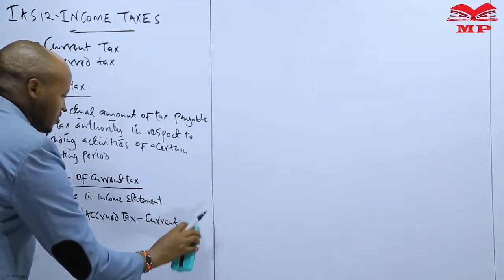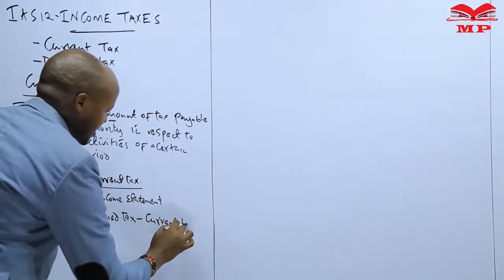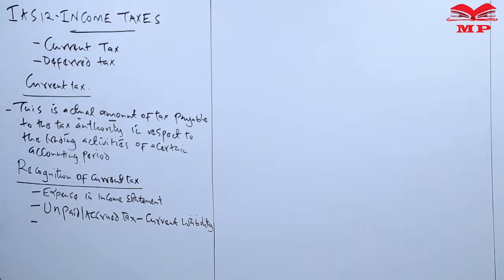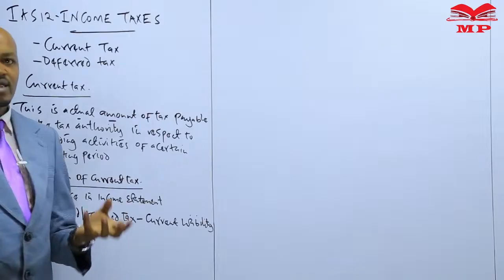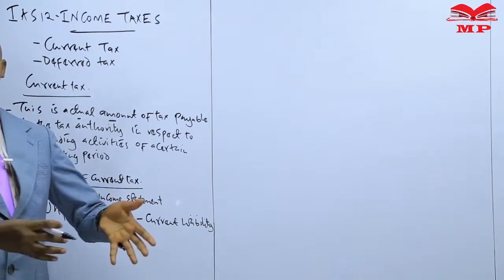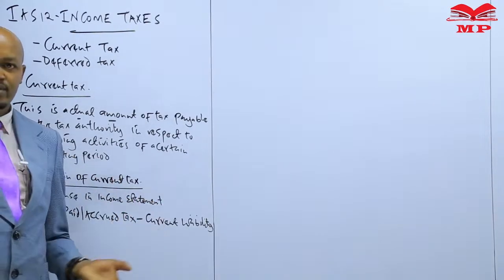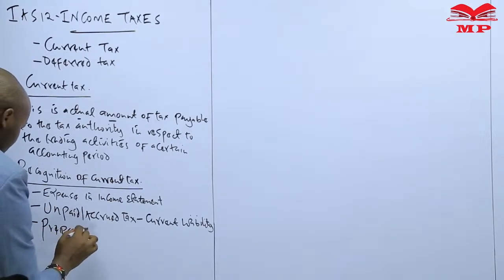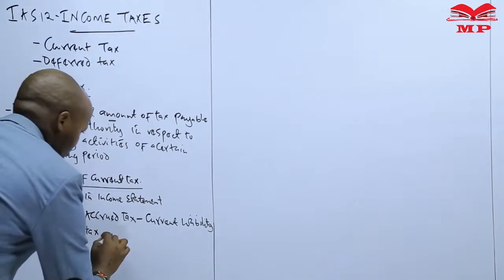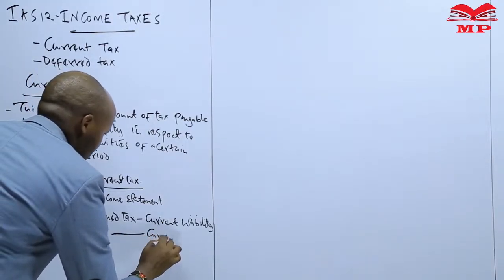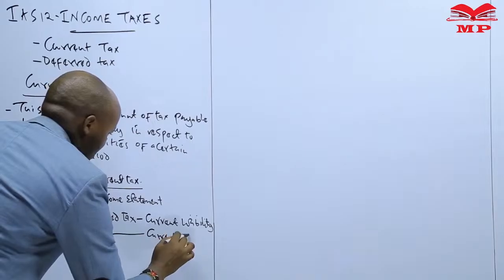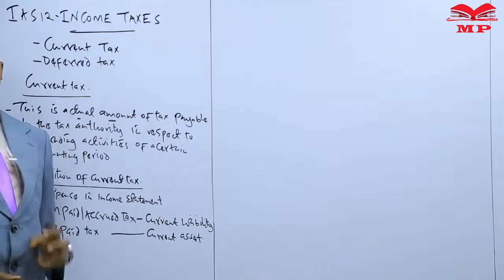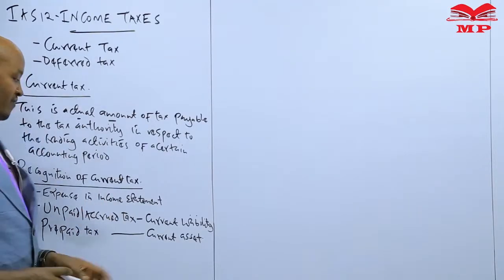should be accounted for by the reporting entity as a current liability. Now, on the other hand, there are some cases whereby a company may have paid more tax than it was supposed to pay, meaning that in such a case we may be having what we refer to as a prepaid tax. Now, such a prepaid tax should be accounted for by the reporting entity as a current asset, because by the end of the day, the company can be able to recover that particular tax from the government.